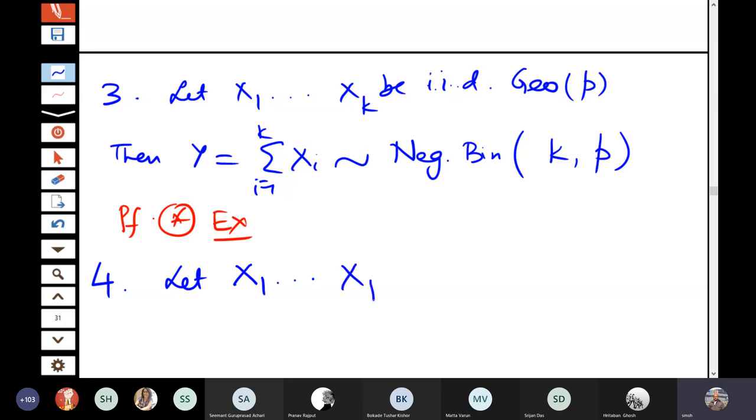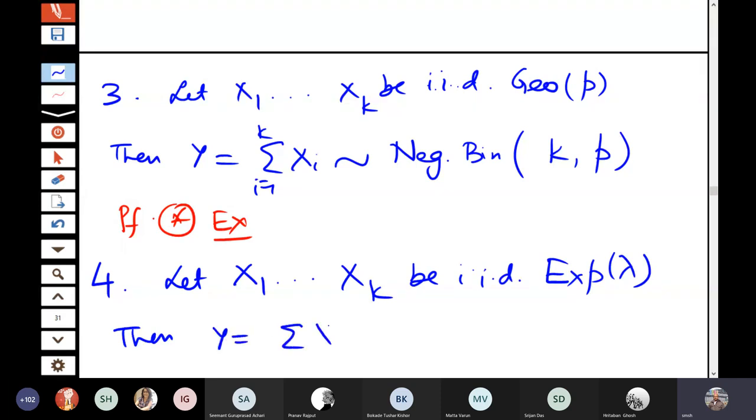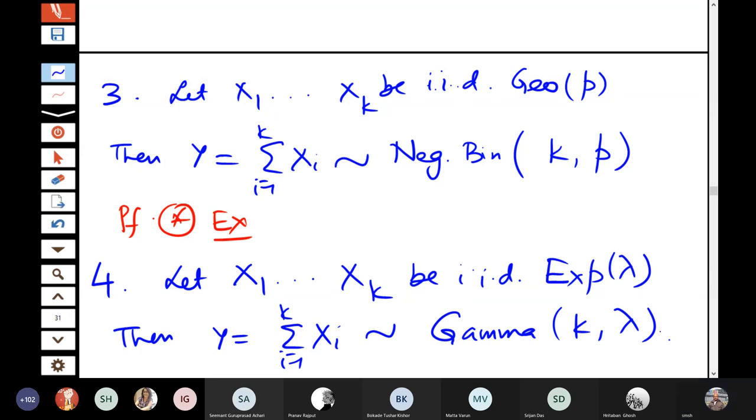Suppose x1, x2, ..., xk follow exponential lambda, then y is equal to sigma xi will follow gamma k lambda. Again, you can use just the moment generating function and you can prove all of these results easily.